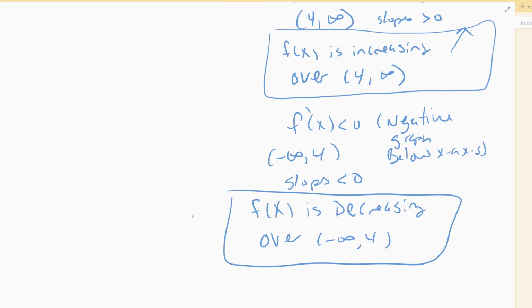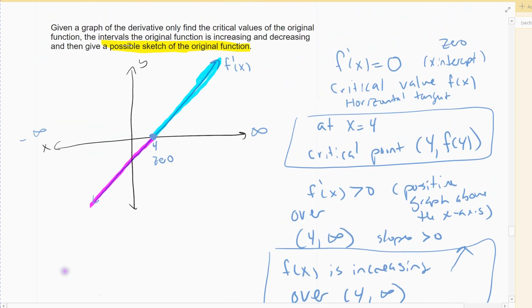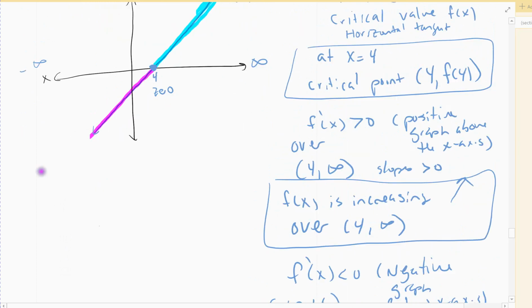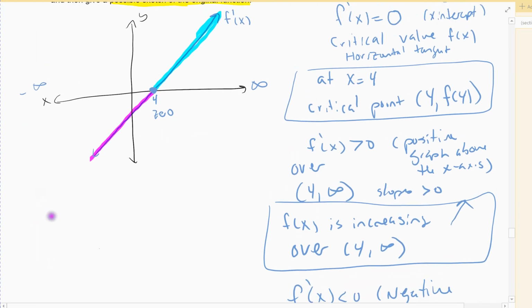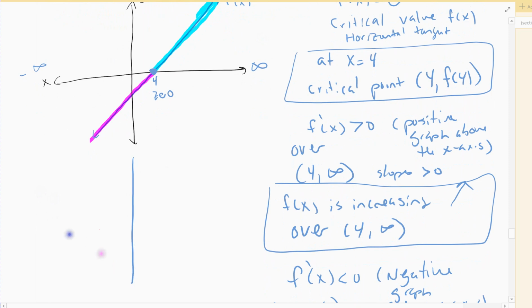Based on that information, it should be moving down, and it should have a stopping point at 4, so I can sketch a possible graph of the original function. On the notes that I have filled out, I actually drew it on this graph, but I'm going to draw a second graph below this.